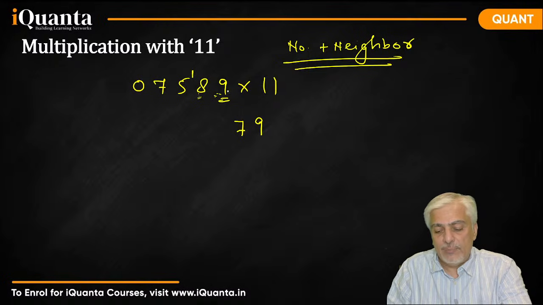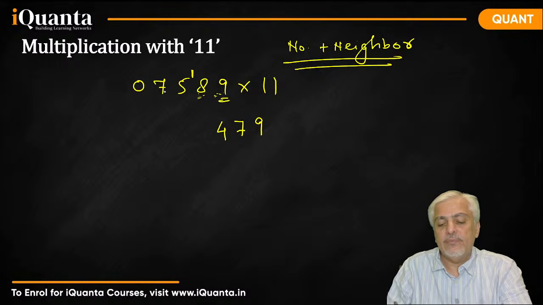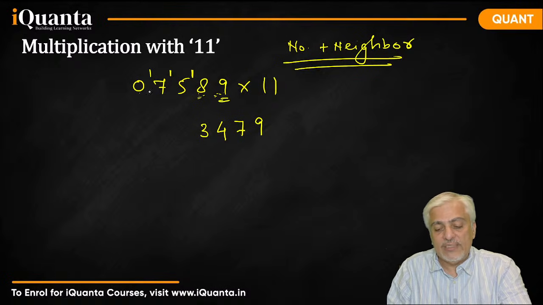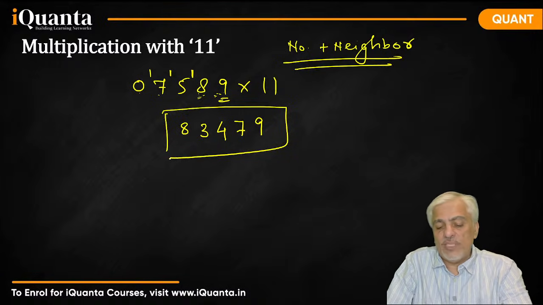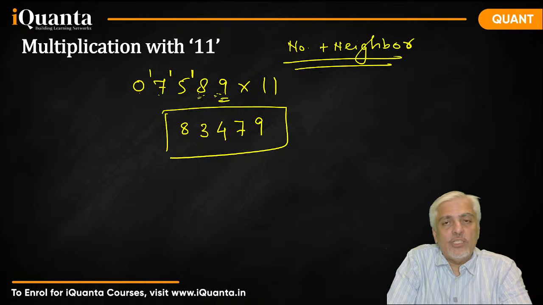I'll repeat. 8 plus 9, 17. So 7 and 1 carry over. 5 plus 8, 13. 13 plus 1 carry over, 14. 4 and 1 carry over. 7 plus 5, 12. 12 plus 1, 13. 3 and 1 carry over. 0 plus 7, 7. 7 plus 1, 8. And that's your answer. Check once properly. Have you understood?